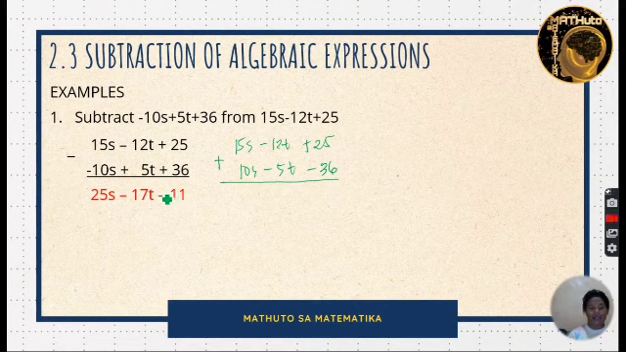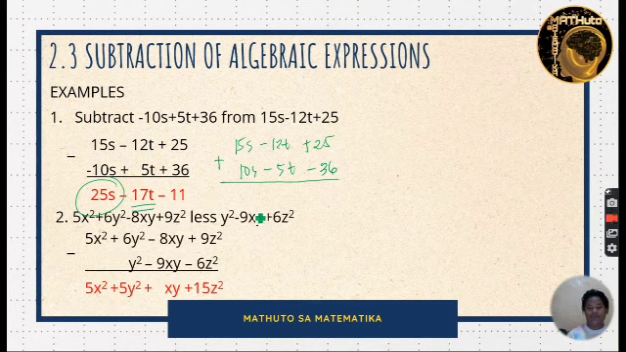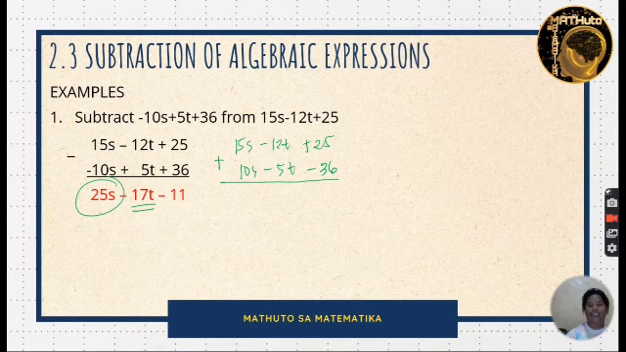So, our answer here: 15 plus 10 is 25. Negative 12 plus negative 5 is negative 17. And positive 25 plus negative 36 is negative 11, since 36 is greater than 25 and they are unlike signs. So, we subtract and copy the sign of 36, which is negative. So, we have negative 11. For our difference, we have 25s minus 17t minus 11.